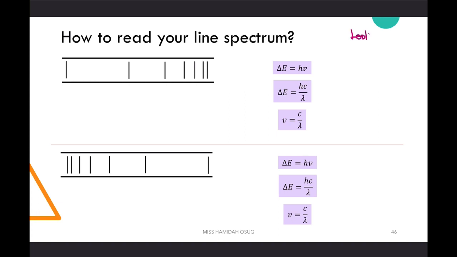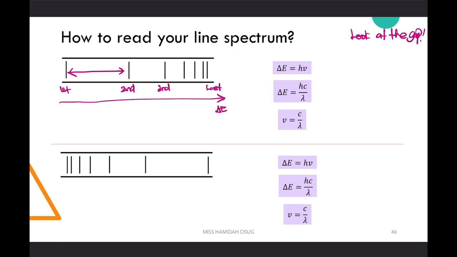So, yang paling penting sebelum kita baca, kita kena tentukan kita baca dari kiri ke kanan atau kanan ke kiri. So untuk tentukan itu kita kena tengok itu gap. Look at the gap, the blank area. So untuk the first example itu, the first line is on your left. So kita akan baca dia daripada kiri ke kanan. So daripada kiri ke kanan, okay, delta E akan meningkat, frekuensi akan meningkat, wavelength akan menurun.